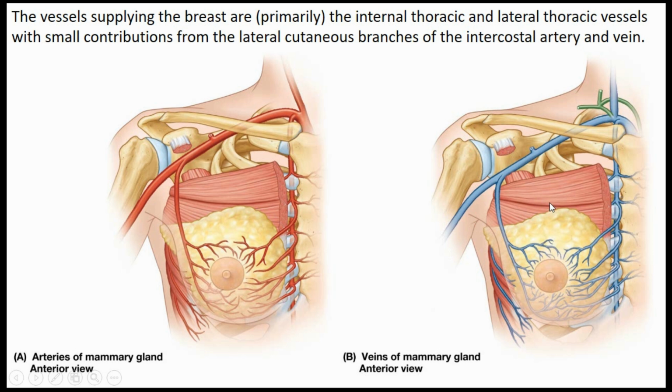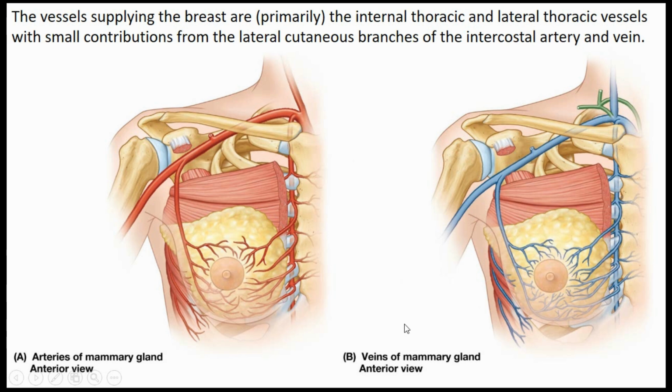The venous drainage from the breast is actually pretty much exactly parallel. The medial side, blood will tend to drain to the internal thoracic vein, and the lateral superior side will tend to drain up through the lateral thoracic vein to the axillary vein here.